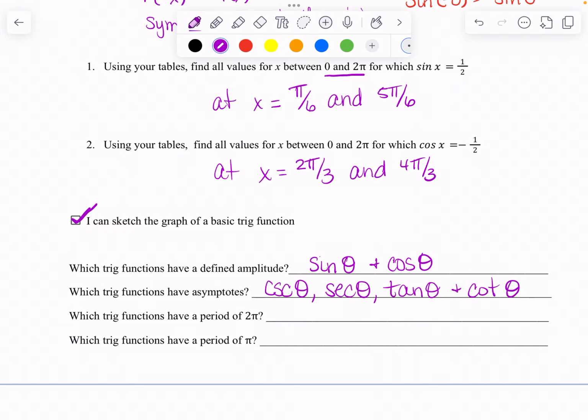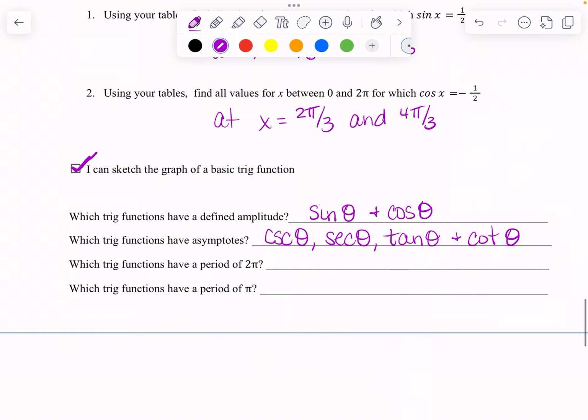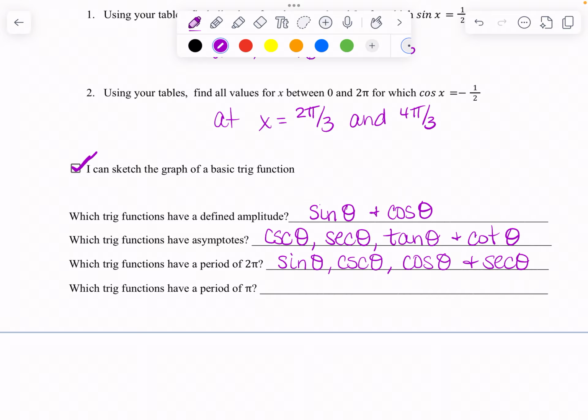Which trig functions have a period of 2 pi? Everything but tangent and cotangent. So sine, its reciprocal cosecant, cosine, and its reciprocal secant. And then finally, which trig functions have a period of pi? That would be tangent and cotangent.